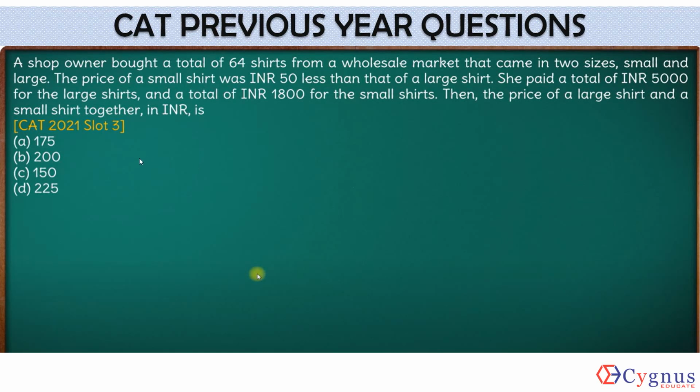Hi. It's a question from CAT 2021 slot 3. It's a word problem based on a quadratic equation. What's given here? The total number of shirts is 64, in two sizes, small and large.